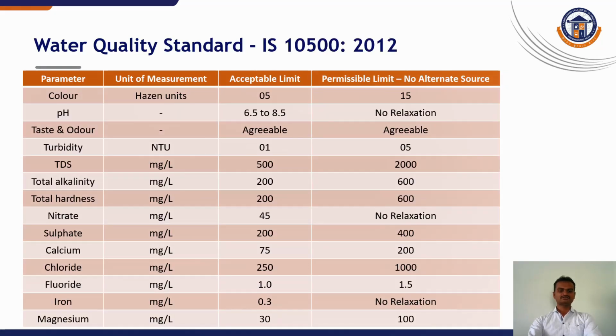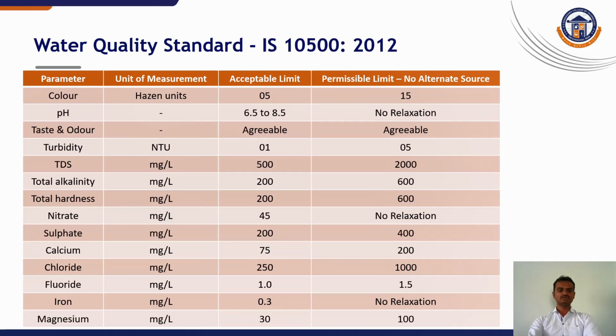Water quality standards. In India, the quality of drinking water is governed by the IS 10500:2012 standard issued by the Bureau of Indian Standards. It sets acceptable limits, the ideal levels for each parameter, and then permissible limits, the maximum tolerable levels in the absence of alternate sources. Let's look at a few examples. For example, TDS, the acceptable limit is 500 milligram per liter and permissible up to 2000 milligram per liter in the absence of alternate sources.